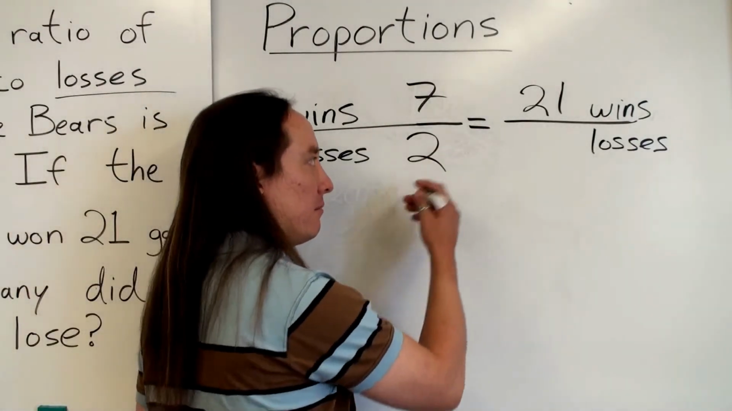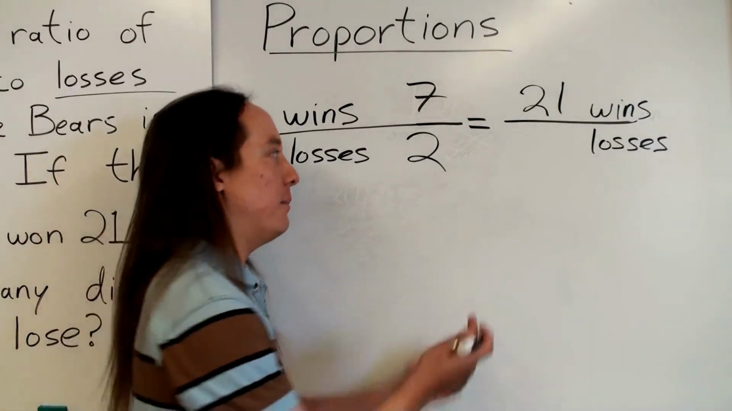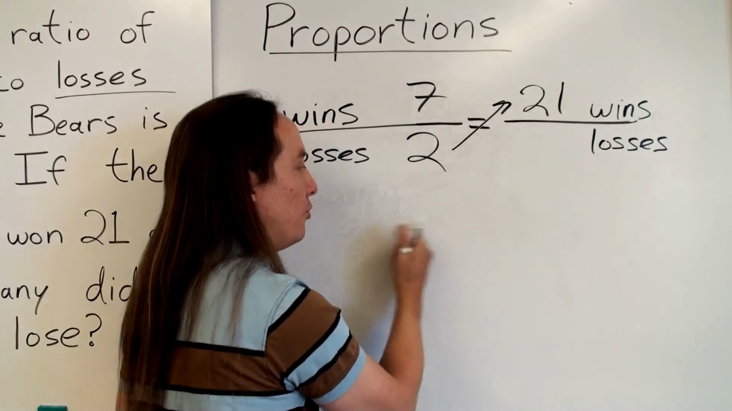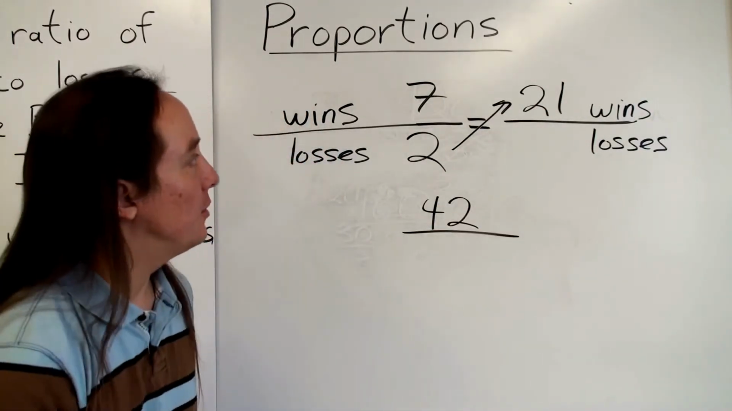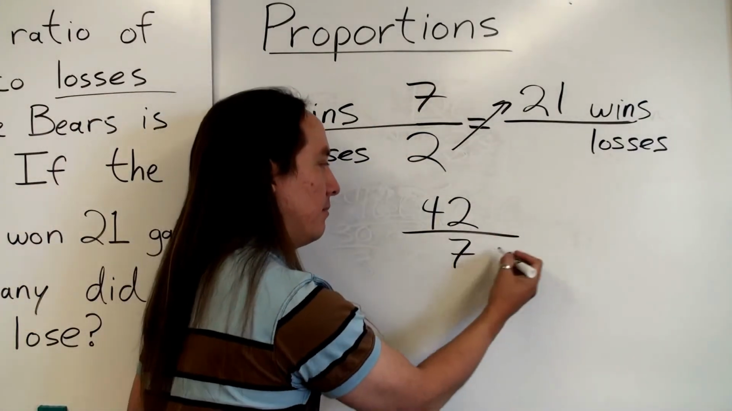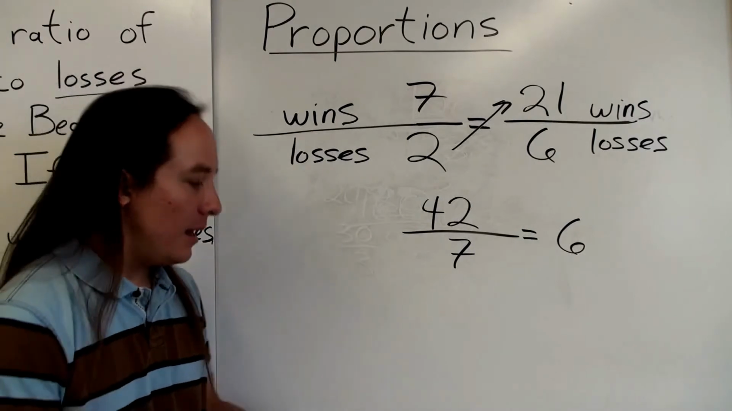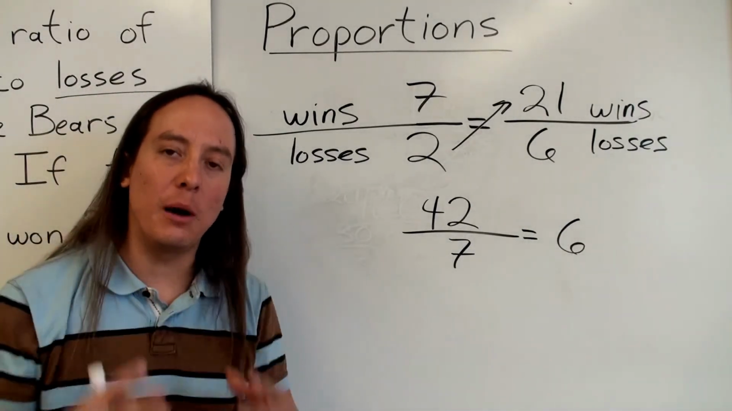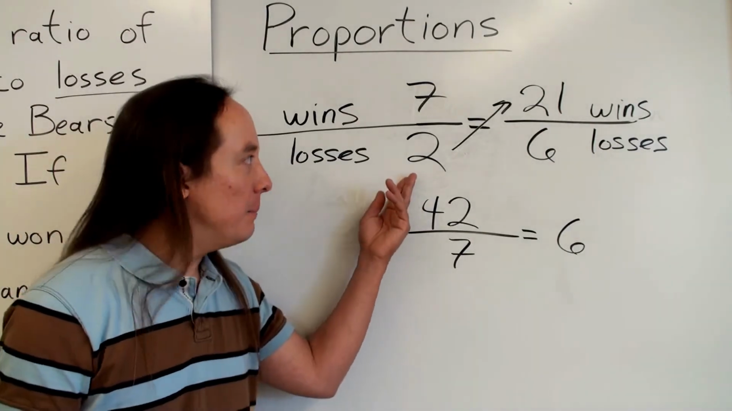All right, so here we have it set up. And the concept of doing it is easy. It's just multiplying diagonal, divide by the third number. So 2 times 21 is 42. And 42 divided by the 7, that will give us 6, okay? So basically what it's saying, they gave us a reduced form of their win to loss ratio, which is 7 to 2.